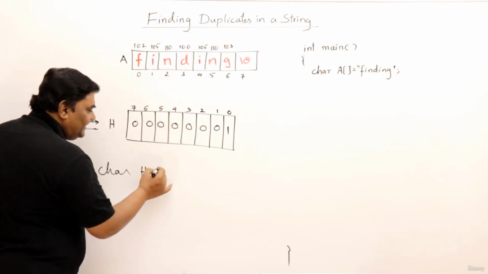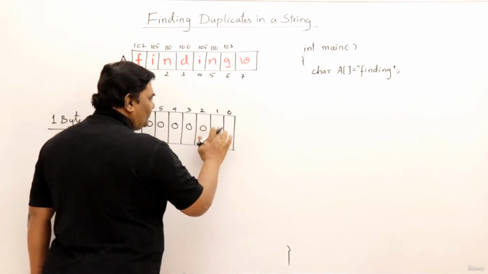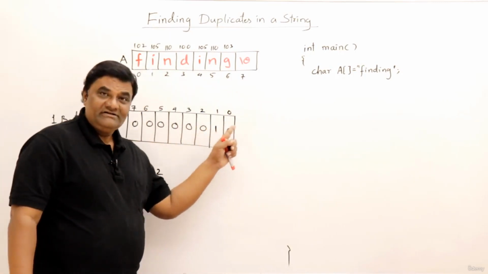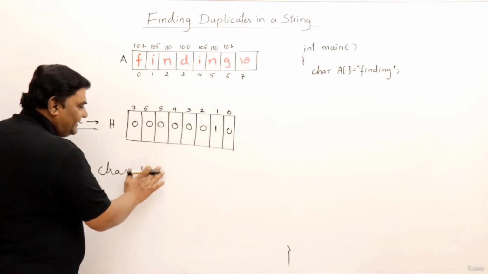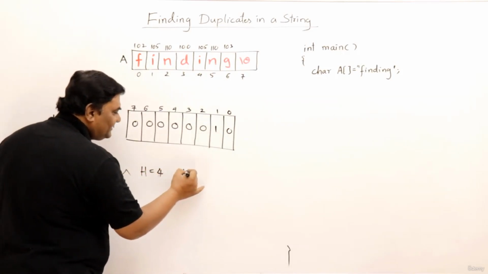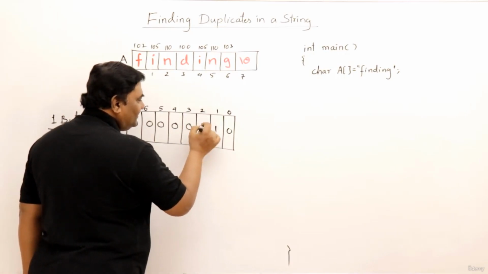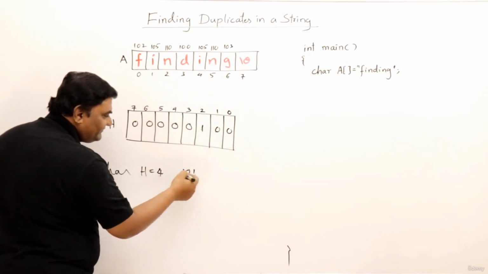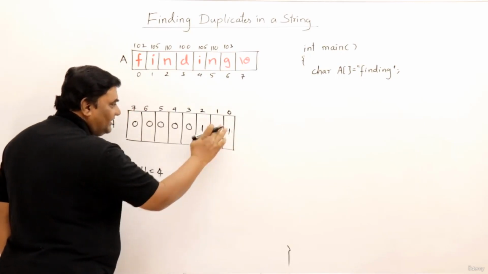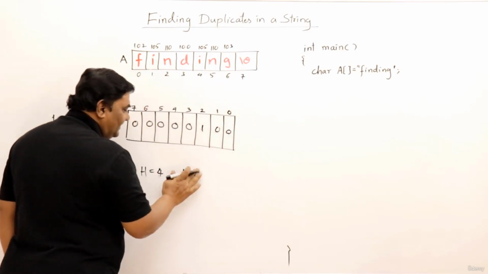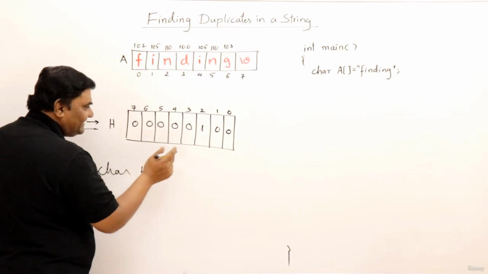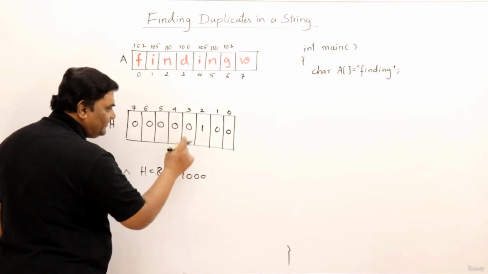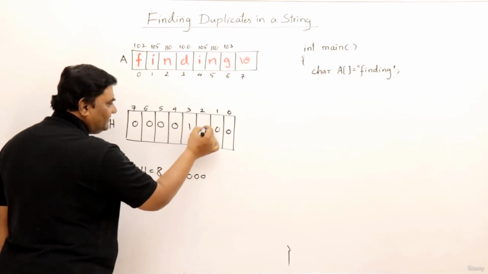Then if I store 2 here, the binary form of 2 is 1, 0. So this is 0, 0, 0, 0, 1, 0. Then if I store 4, the binary form of 4 is 1, 0, 0. If it is 5, then the binary form is 1, 0, 1. Let us make it back as 4 only. Next I will skip 6 and 7. Let us take 8. The binary form of 8 is 1, 0, 0, 0, 3 zeros. So this looks like this.